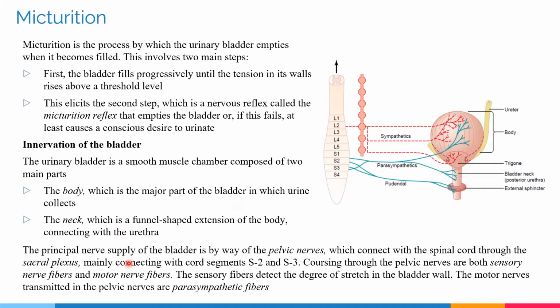The principal nerve supply of the bladder is by way of the pelvic nerves, which connect with the spinal cord through the sacral plexus, mainly connected with the cord segments S2 and S3, which is shown right here. Coursing through the pelvic nerves are both sensory nerve fibers and motor nerve fibers. The sensory fibers detect the degree of stretch in the bladder wall, and the motor nerves transmit in the pelvic nerves via parasympathetic fibers.